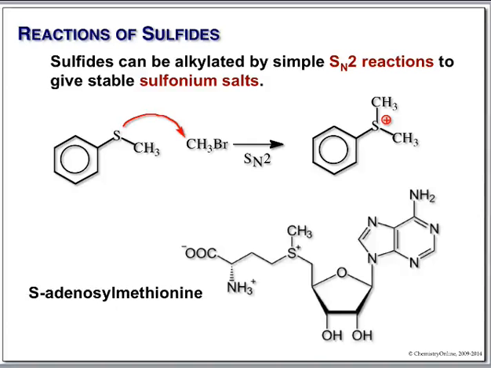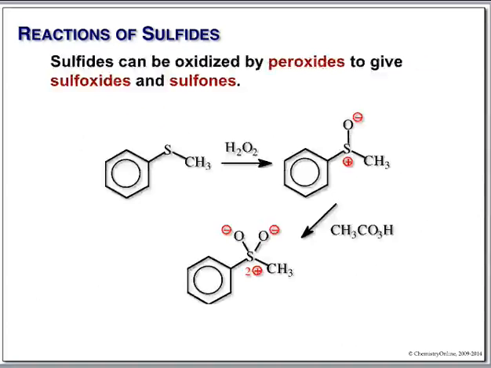One other thing that you can do with sulfides, once again because the sulfur has these lone pairs but can still react with them, is you can oxidize them. If you just take a sulfide in the presence of peroxide, you make what's known as a sulfoxide. You can take a sulfoxide in the presence of a peracid and make a sulfone.